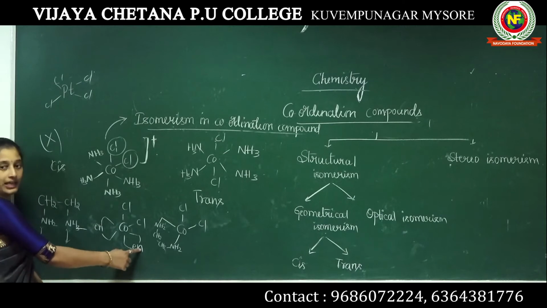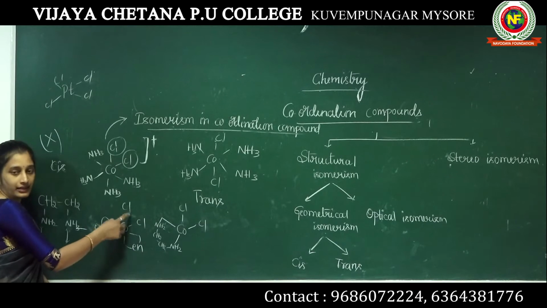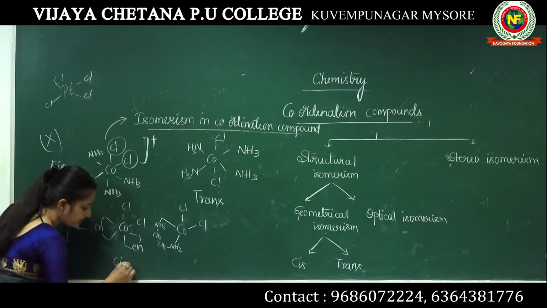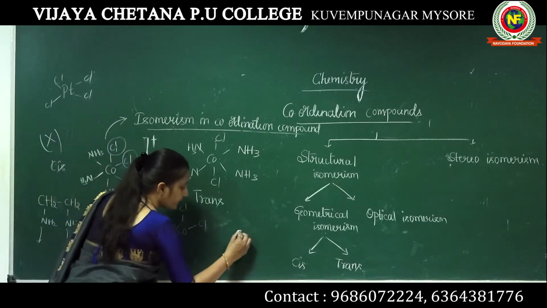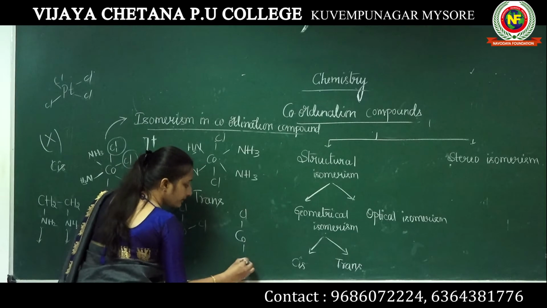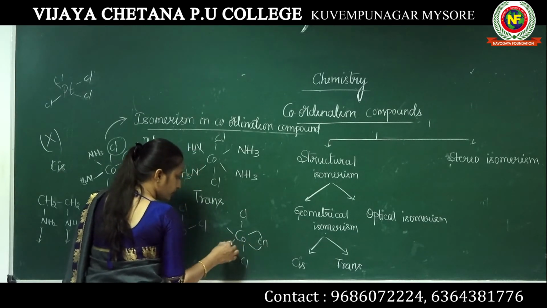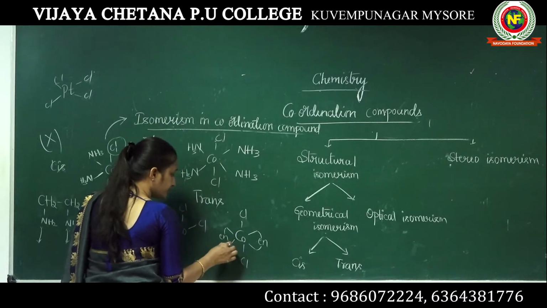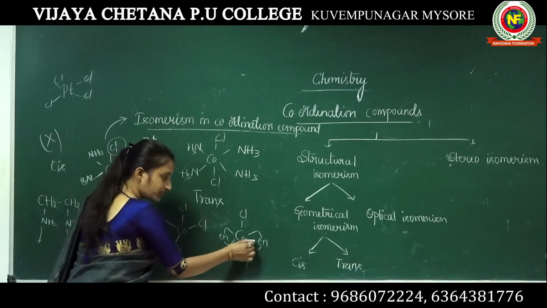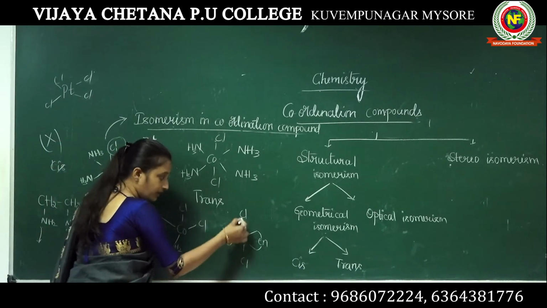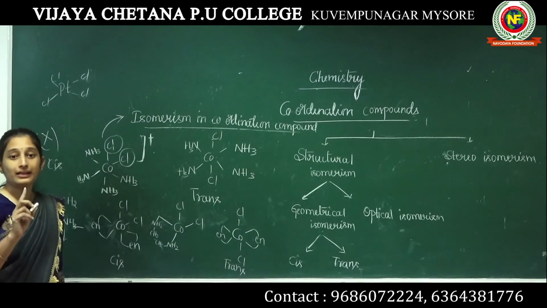This en and this en are adjacent. Or else this Cl, Cl are adjacent. Then this is cis form. What about the trans form? Co, Cl, Cl, en, en. This is trans form. See, both Cl are opposite. Trans form.